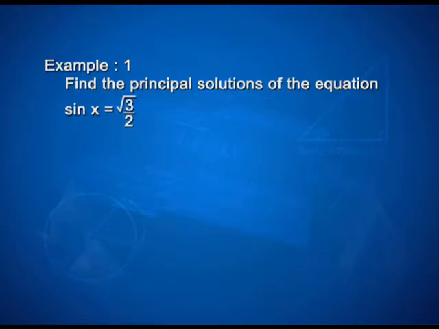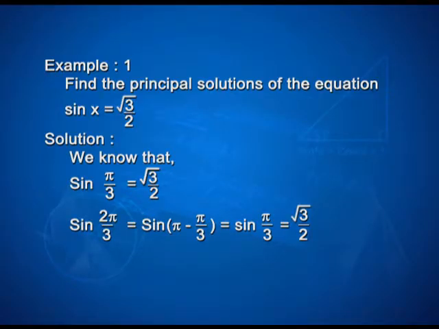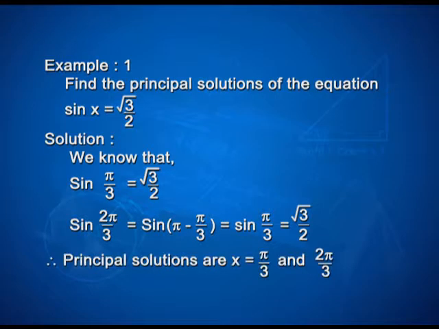The following examples will be helpful in solving trigonometric equations. In the first example, find the principal solution of the equation sin x is equal to root 3 upon 2. We know that sin pi upon 3 is equal to root 3 upon 2, and sin 2 pi upon 3 is equal to sin of pi minus pi upon 3, that is sin pi upon 3, or root 3 upon 2. Therefore, the principal solutions are x is equal to pi upon 3 and 2 pi upon 3.